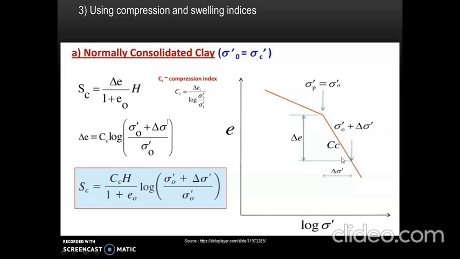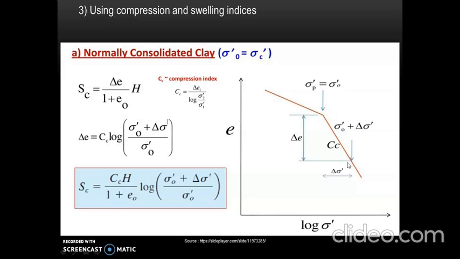And the slope of this line gives us compression index. So Cc is equal to y component, that is delta e, divided by log of sigma 2 dash, that is final effective stress, divided by sigma 1 dash, which is initial effective stress.